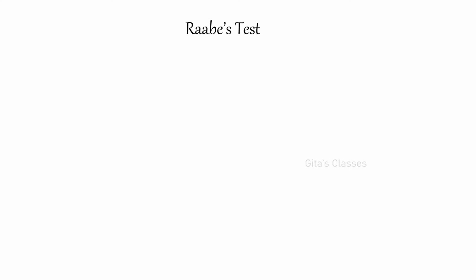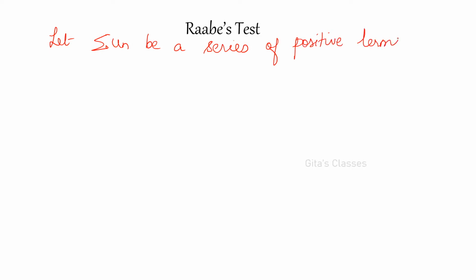Statement is, let sigma un be a series of positive terms. And all these methods are applicable for series of positive terms only. Okay. Such that limit n tends to infinity.